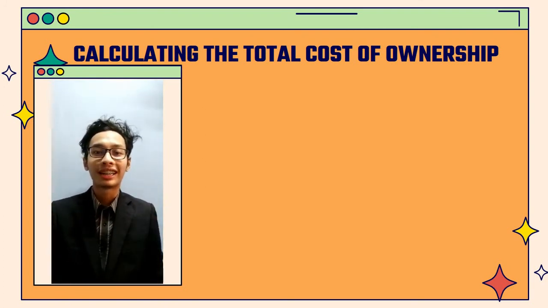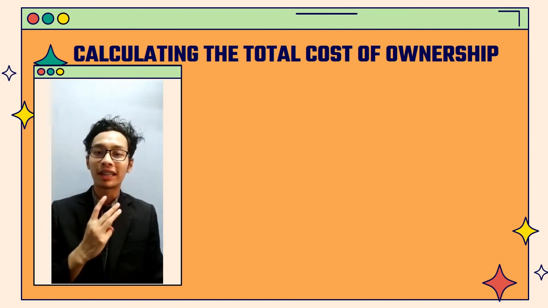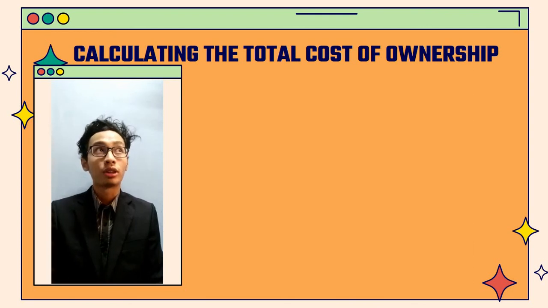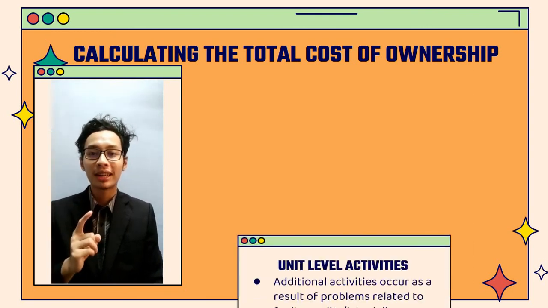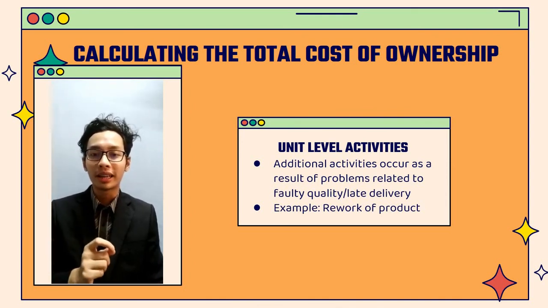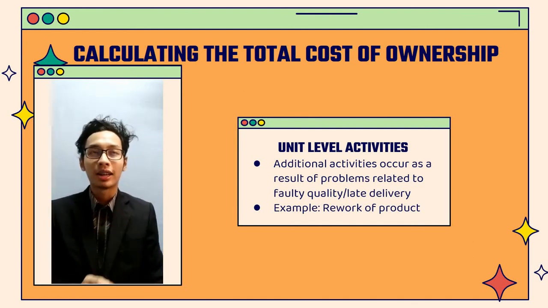My name is Muhammad Riduan, and I will tell you about how to calculate the cost of ownership. There are three levels of activities that we need to consider when calculating the cost of ownership. The first level is the unit level activities. These activities are additional activities that occur as a result of problems related to faulty quality or late delivery of material by a particular supplier.